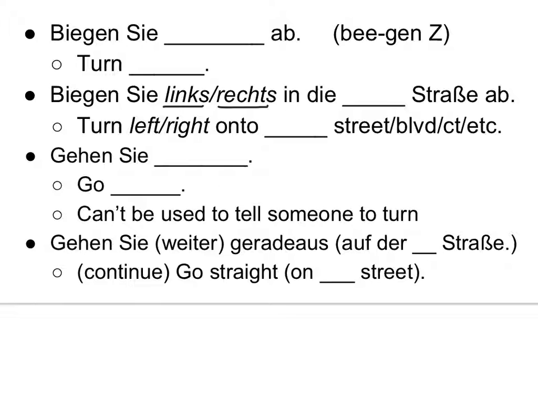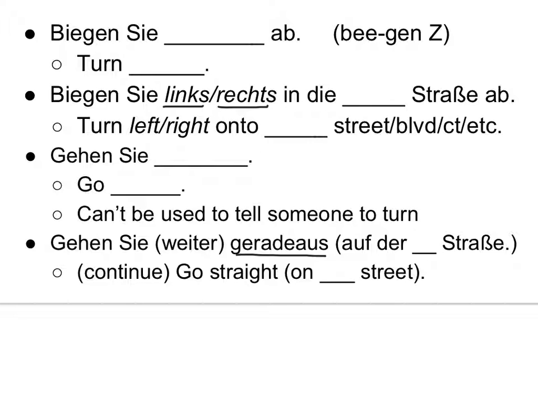Okay? All right, so if you want to tell somebody to go, like go straight, or go to the stop sign, or whatever else, then you'll say gehen Sie. Okay, so everybody try that, gehen Sie. Okay? So again, remember, it cannot be used to tell somebody to turn. But you could use it with something like gehen Sie geradeaus. Go straight. Okay? Everybody try this word, geradeaus.